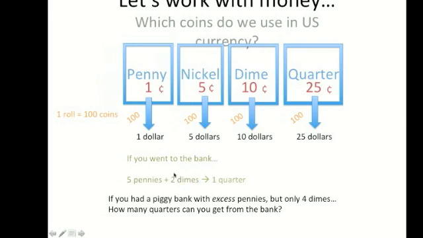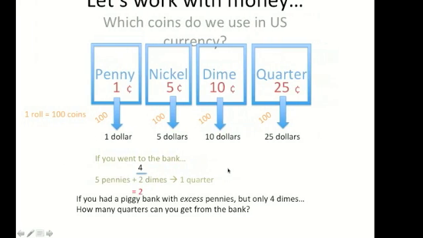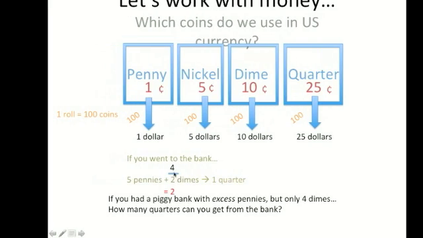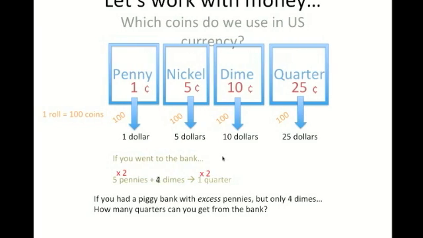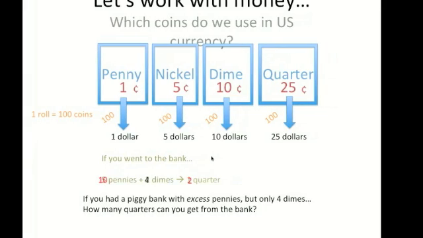My equation's dealing with 2 dimes. Let's replace that 2 with a 4. If I put this 4 over the 2, what does that equal to? 4 divided by 2 is 2. Okay, so really what I'm doing is I'm doubling that equation out. What is 5 times 2? Okay, and what is 1 times 2 on the right side? I just doubled my entire equation.